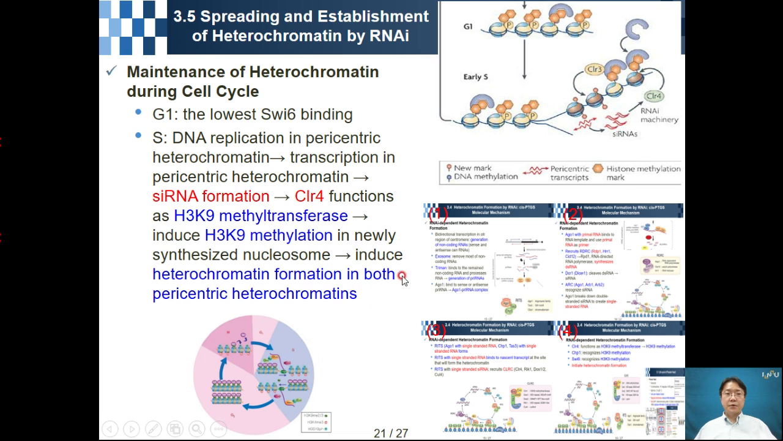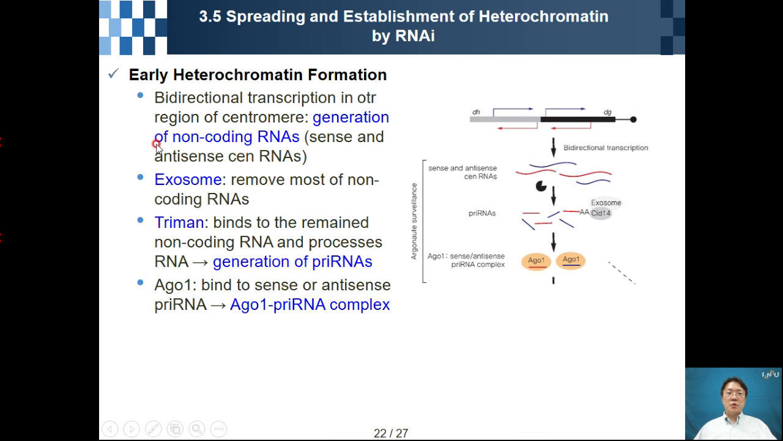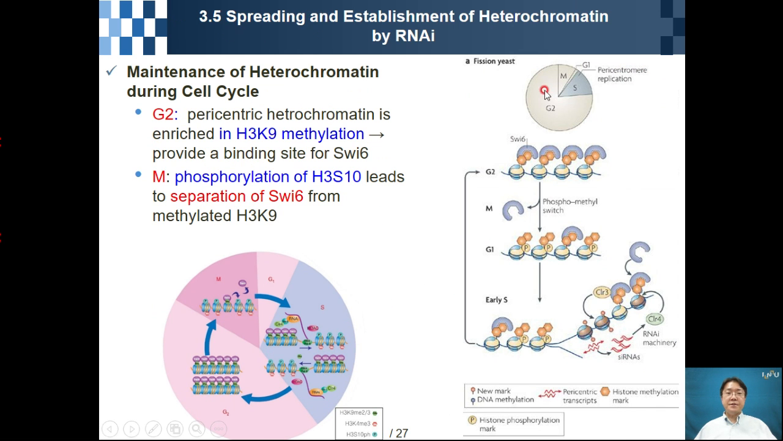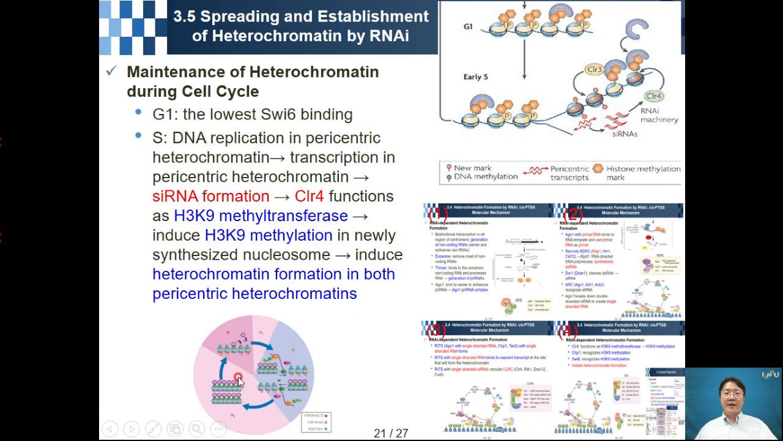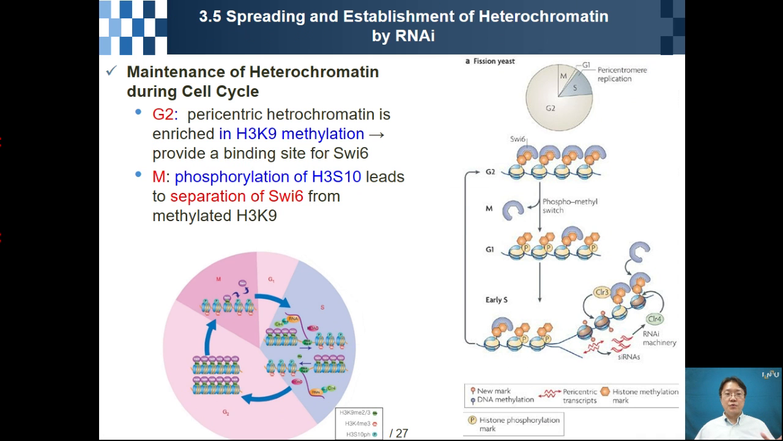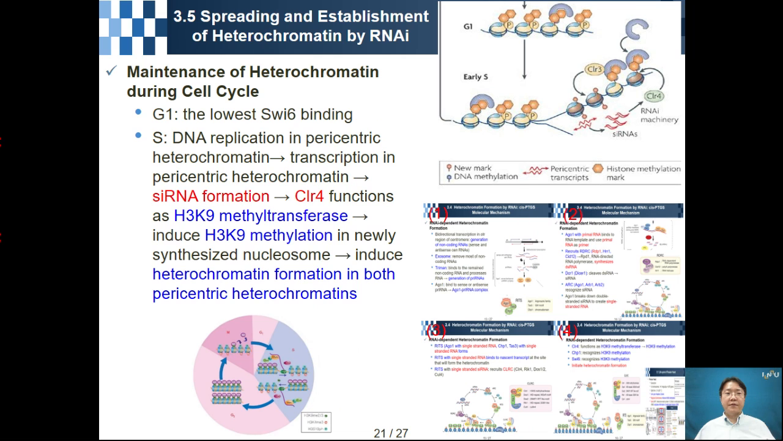After finishing S phase, they will go to the G2 phase. In G2 phase, both pericentric heterochromatin regions are enriched in H3K9 methylation. So in this slide and this slide, we covered the maintenance of heterochromatin during the cell cycle, starting from G2, M phase, then G1, S phase.